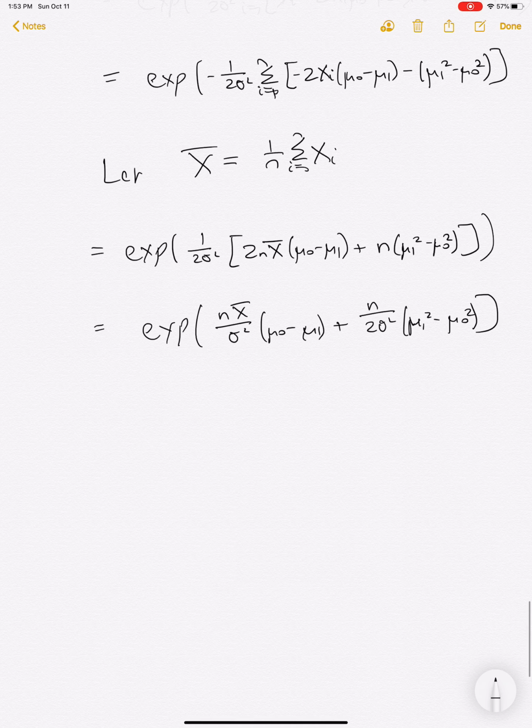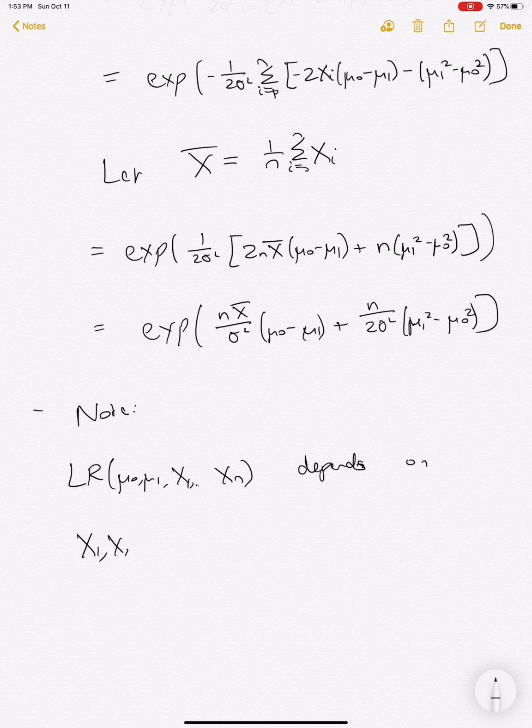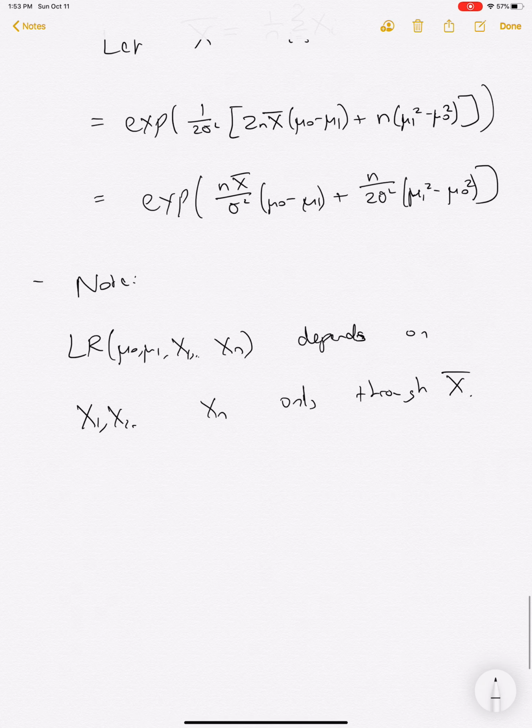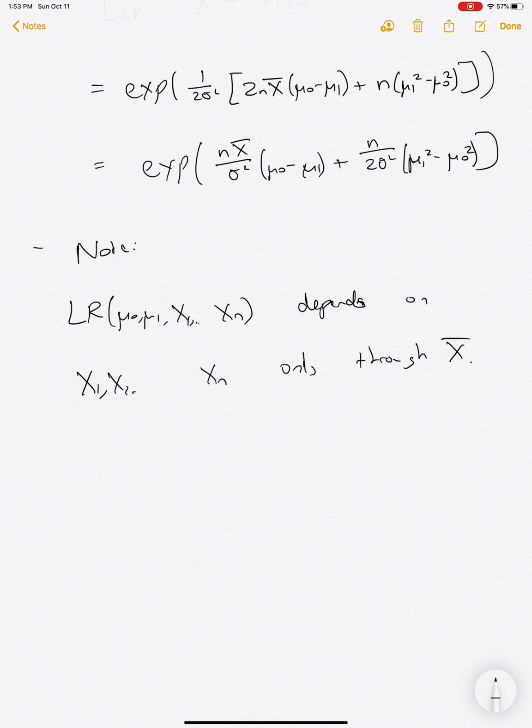So note that this depends on the data only through x bar. And this is very convenient because what we're saying is that the likelihood ratio statistic, even though it depends on all of the data, we can express it entirely in terms of just x bar. Okay, and the exact expression here is not super important.